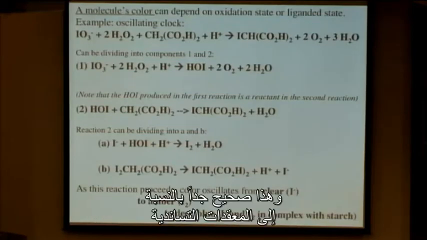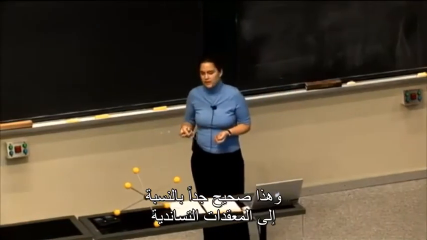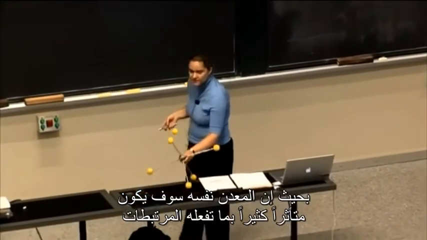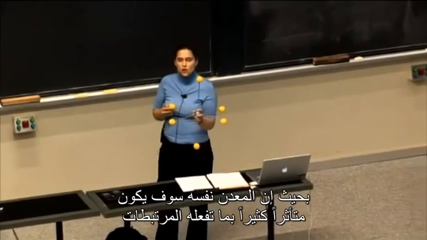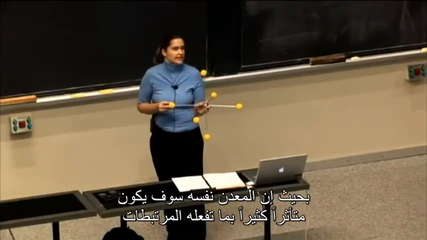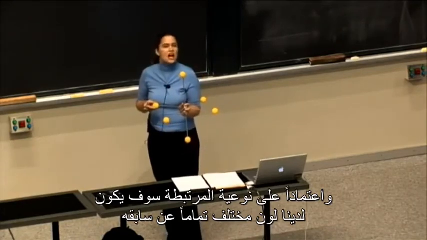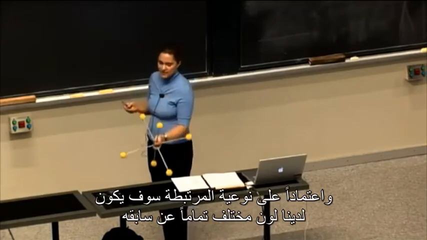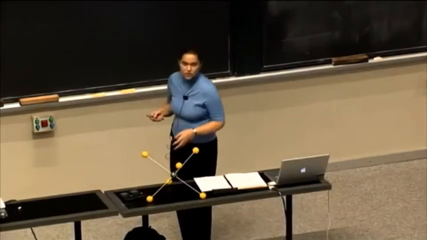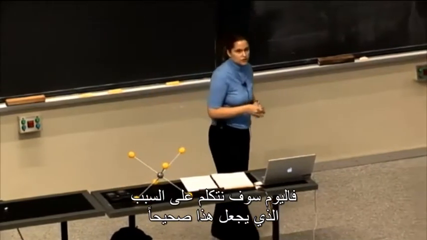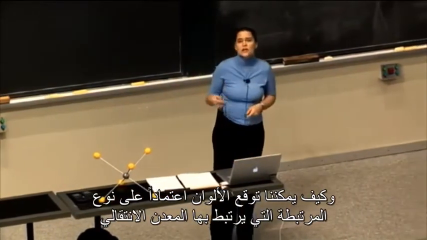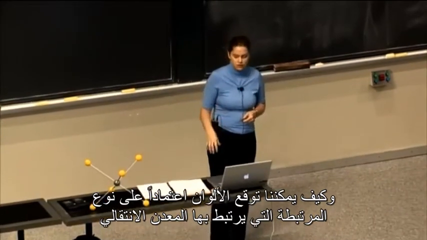And that's very true with coordination complexes, that the metal by itself will be strongly influenced by what the ligands are. And depending on what type of ligands it has, it can have a really entirely different color than it had before. So today we're going to talk about why that's true and how you can predict colors based on what type of ligand is bound to a transition metal.